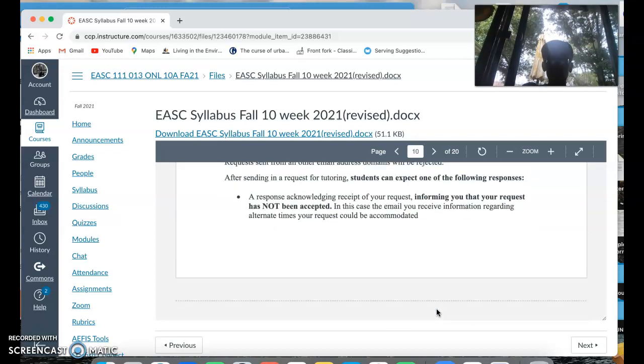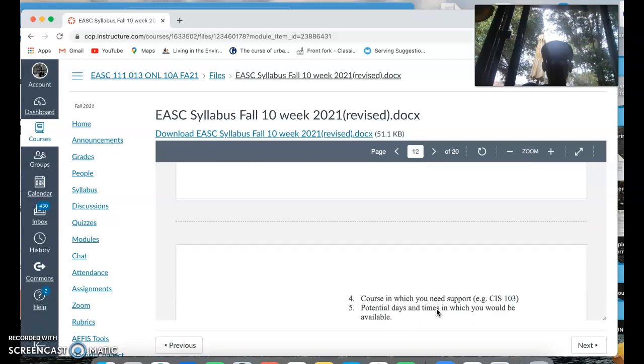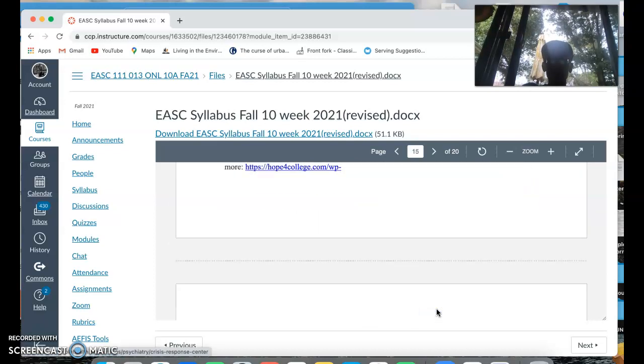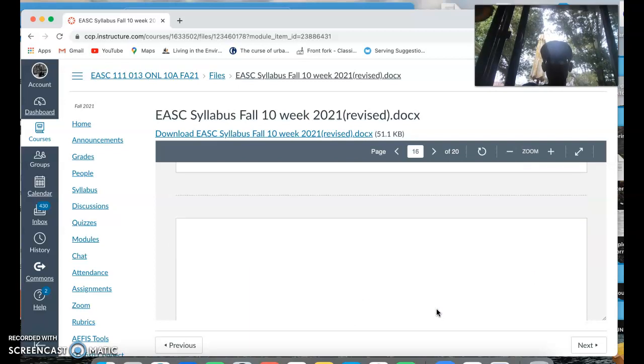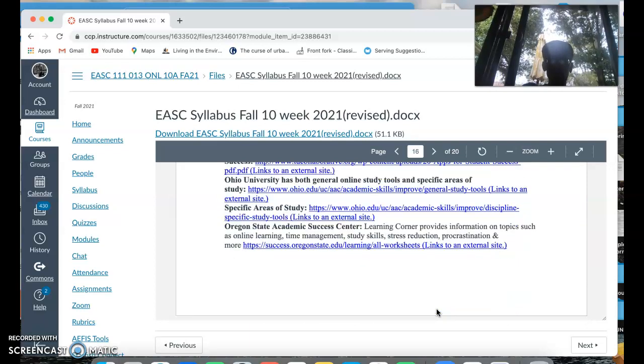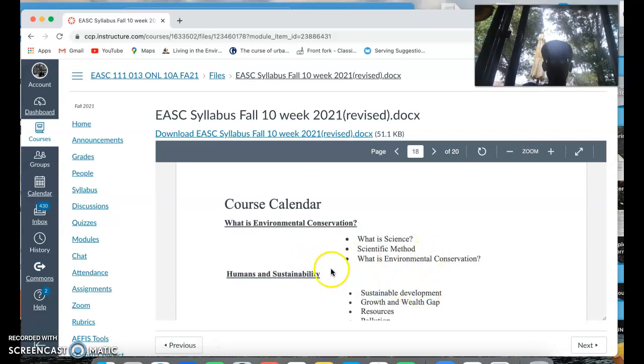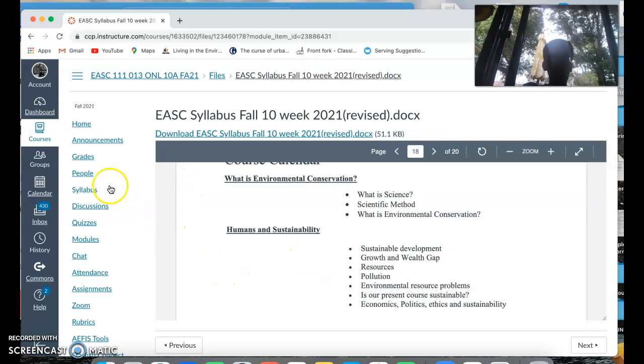And then at the bottom of the syllabus, what you have is basically an overview of the class itself. Okay, what we will be doing each week. So we've got the course calendar. Like for the first week, it is what is science. Okay, what is environmental conservation? We look at what is science, scientific methods, and what is environmental conservation. Okay, so that's the basic syllabus.